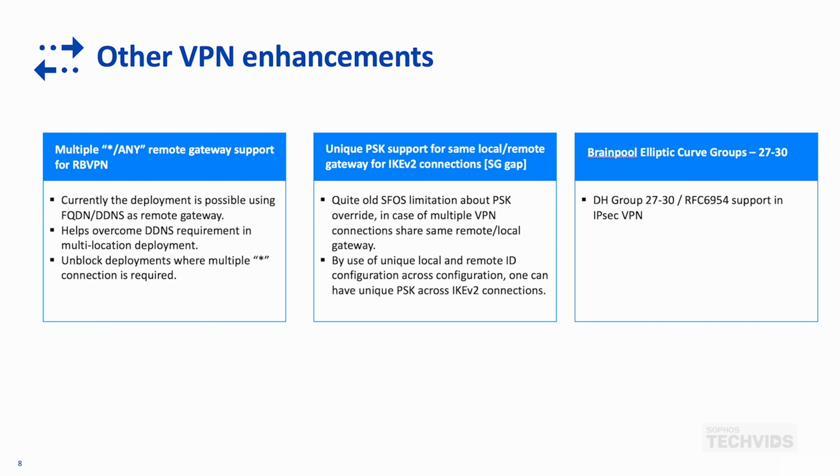Next is the unique pre-shared key or passphrase across multiple VPN connections with the same local and remote gateway configured. Currently, a common pre-shared key is enforced across all VPN connections with the same local and remote gateway, so the ability to use unique ones will improve security. Support for unique pre-shared keys across the same gateway-based IPsec connection is available for IKEv2-based encryption profiles with the use of unique local and remote ID configurations. Due to some technical limitations, we're unable to offer this for VPN connections configured with IKEv1-based encryption profiles. Lastly is DH Group 27 to 30 support, which is a compliance and interop requirement in some regions.